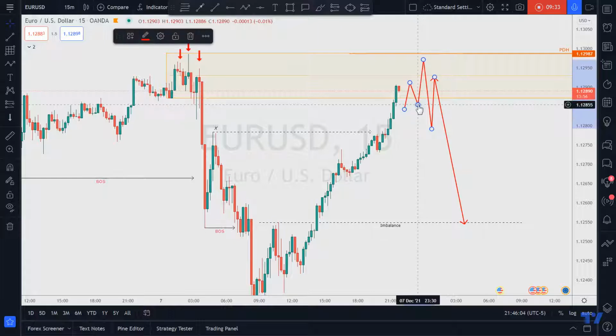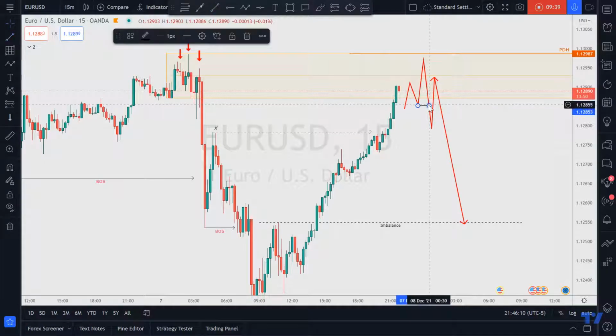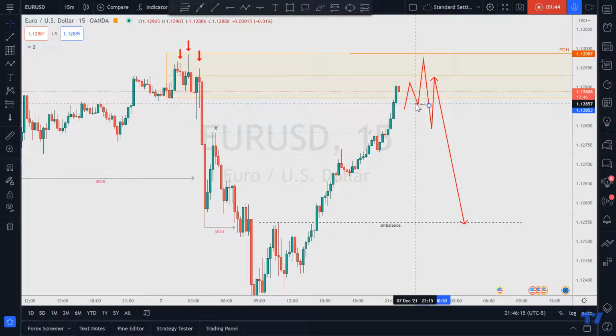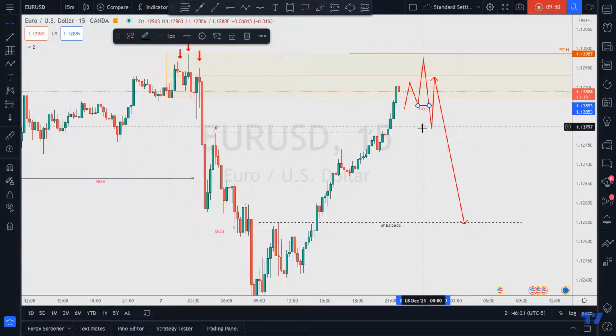a break of structure. Oh man, what in the world? I just want to put a little line here, for gosh sakes. Okay. All right. I want to see that little line down. I need to see that break of structure. All right. Easy enough.